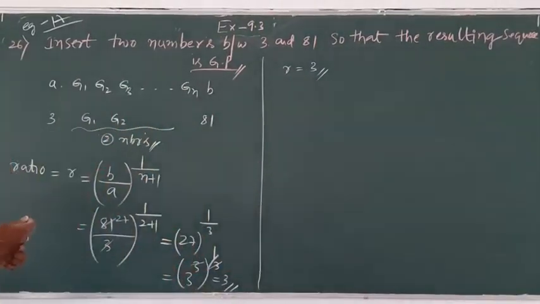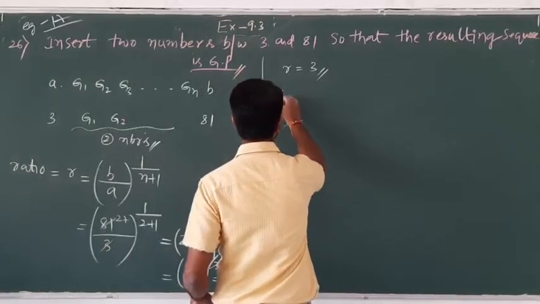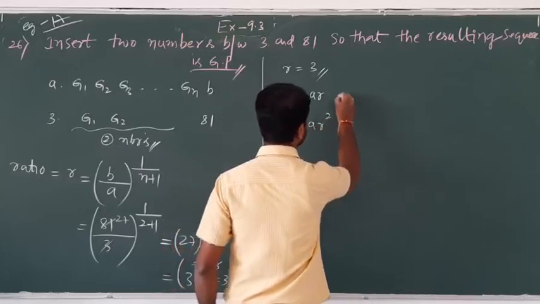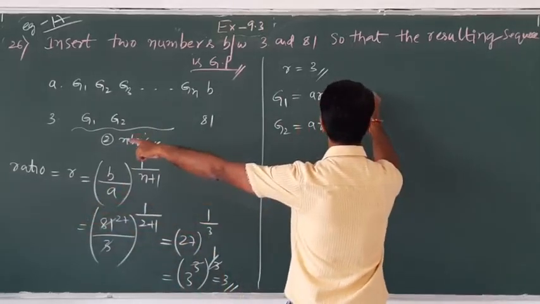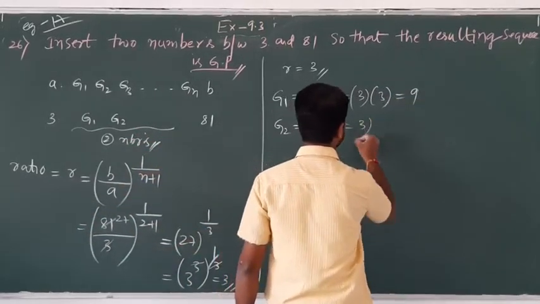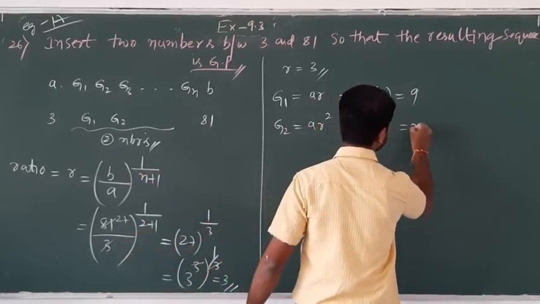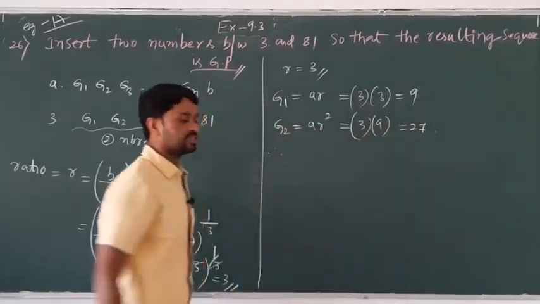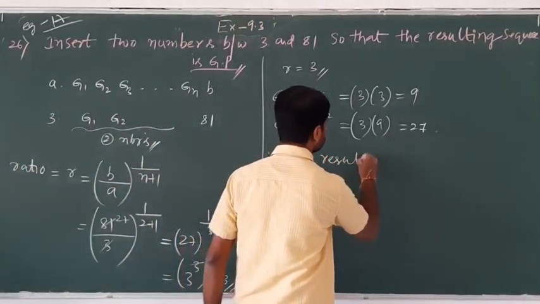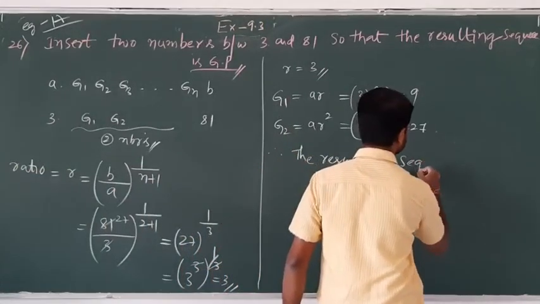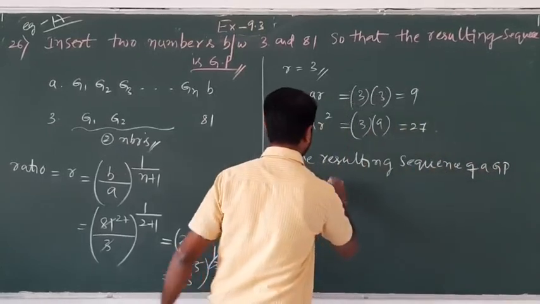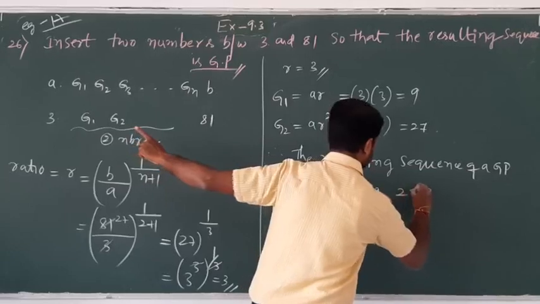Here what is our target? Find the resulting sequence. G1 is equal to A into R, G2 is equal to A into R square. A into R: what is the A value? 3 only. What is the R value? 3 only. Therefore the result is 9. Next, 3 into 3, 3 threes are 9, 9 threes are 27. Therefore the resulting sequence of the GP is 3, 9, 27.